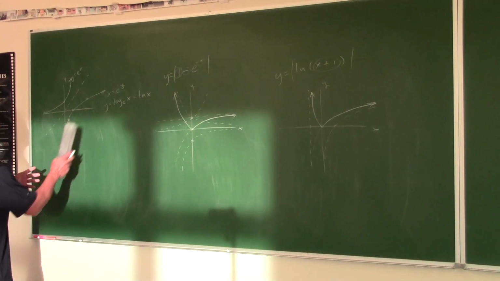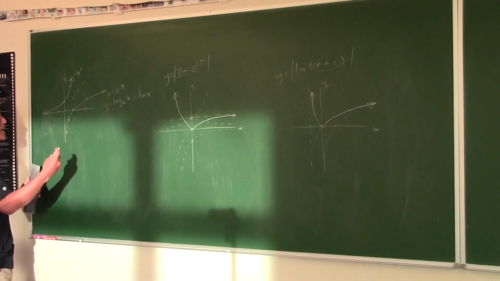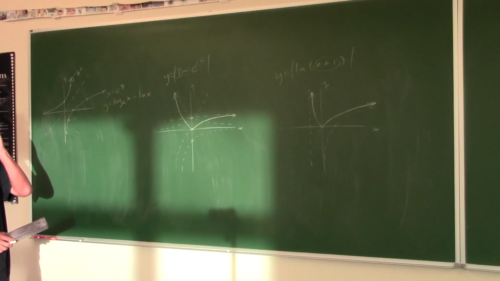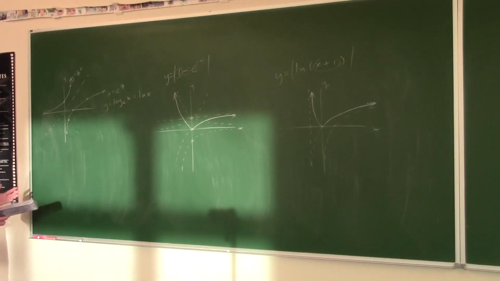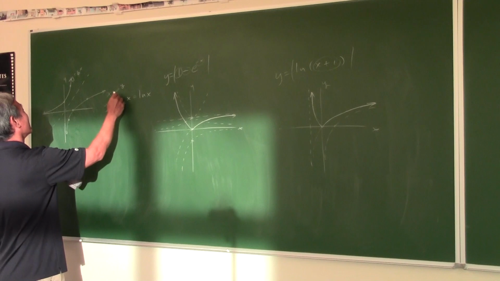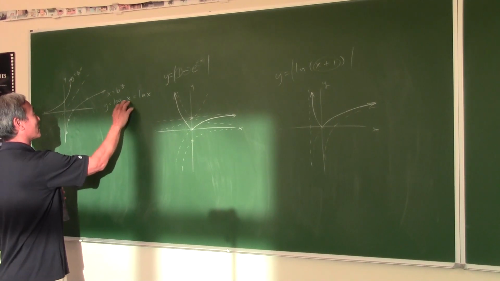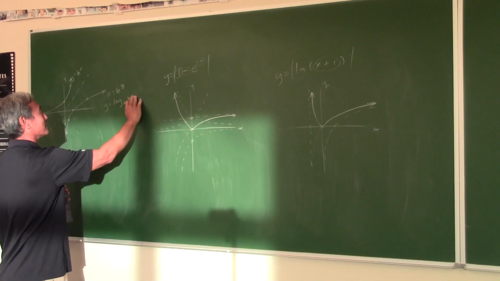What if instead of e to the x, we just had b to the x power, where b is any base, and why don't we just say it's greater than 1? But it could also be between 0 and 1, but in order for the graph to look like that, b has to be greater than 1. Now, what would happen with the inverse? Then this would be x equals b to the y, and then you get log base b of x, right?